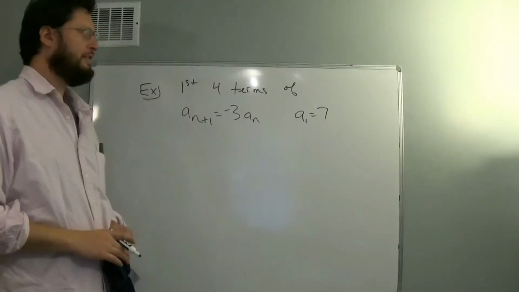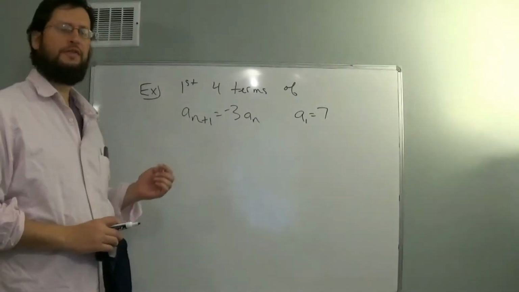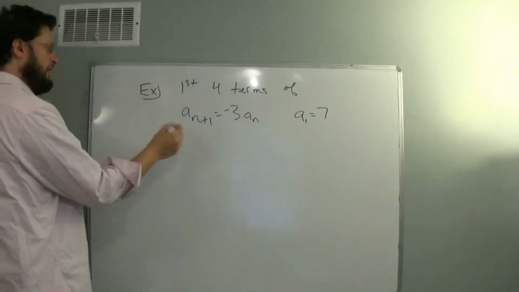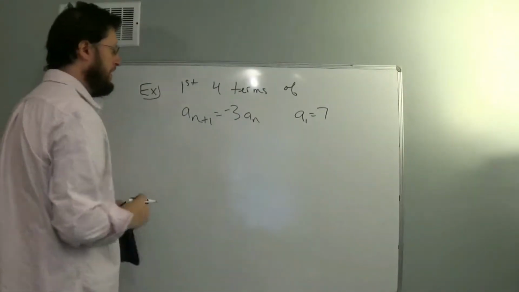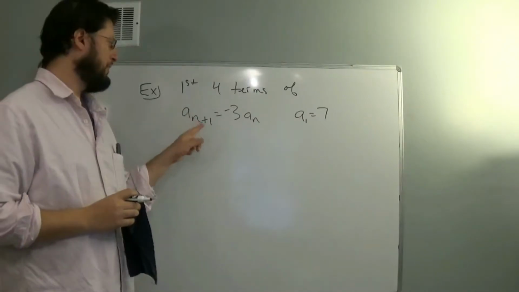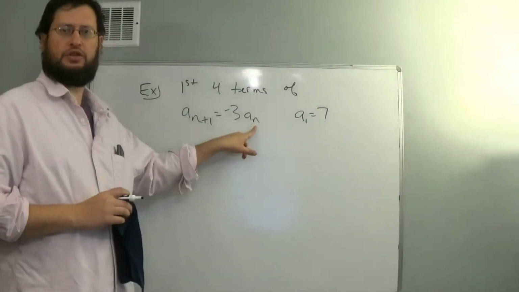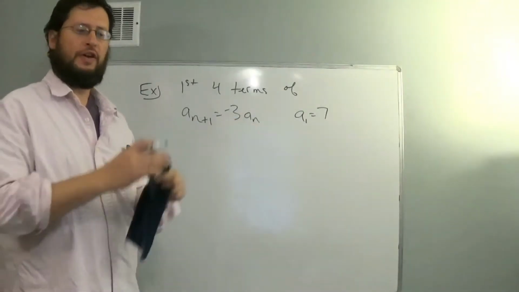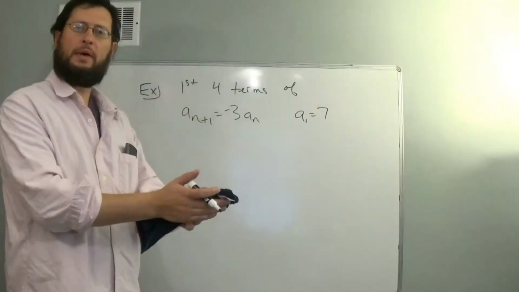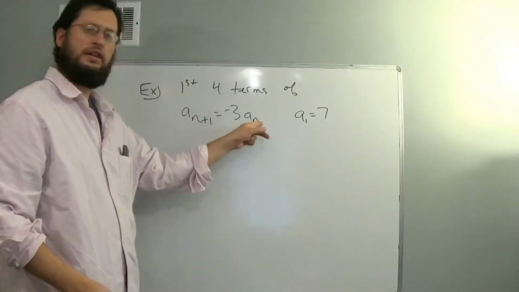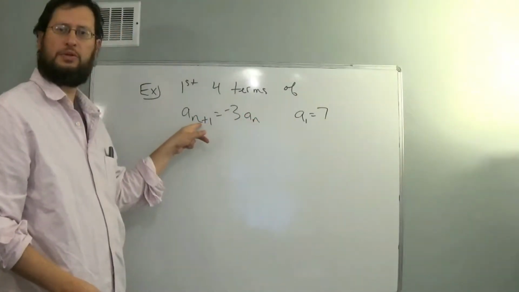This question asks us to find the first four terms of the given sequence. The sequence is defined a little bit differently than in the past. What we see here is a formula for the n plus first term if we know the nth term. So in other words, if I know the term that I'm at, this tells me how to get to the next one. So if I know an, then I can figure out what an plus 1 is.